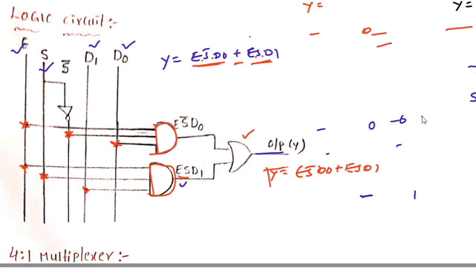This is a single output because it is a 2 by 1 multiplexer. I'm giving two inputs, and I'm going to get the output like this.